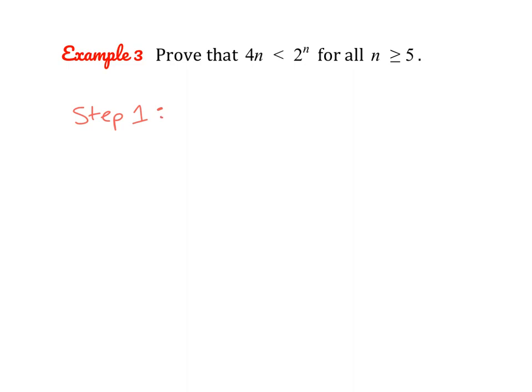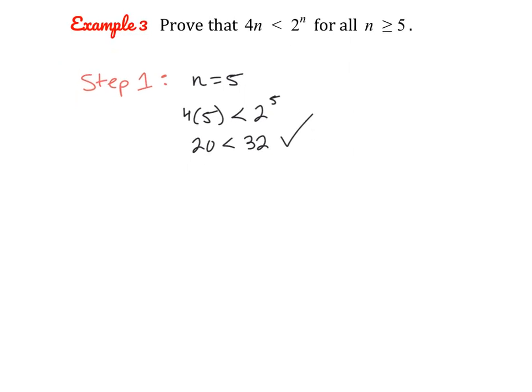So let's plug in n equals 5. So if we plug in n equals 5, we get 4 times 5 is less than 2 to the power of 5, and we know that 20 is less than 32. So it works for our first term when n is equal to 5. So now we need to make our induction hypothesis.